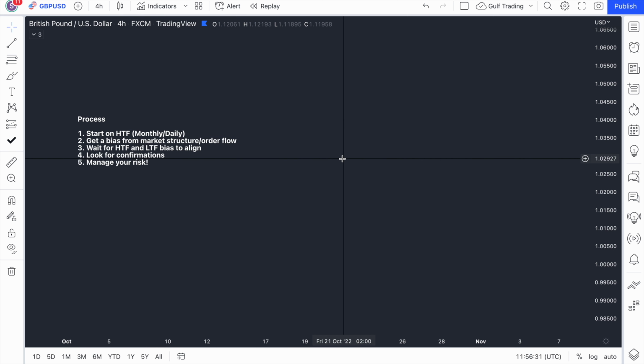If you're trading on like the very low time frames, it could be something like the hourly or the 4 hourly. But that's not really going to give you as good an idea of where price is going. So I like to trade higher time frames and then use even higher time frames, such as the monthly and daily, to get my directional bias.